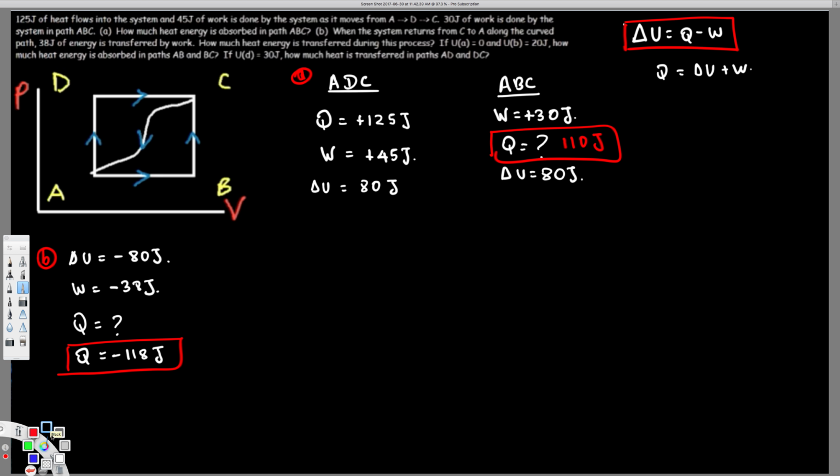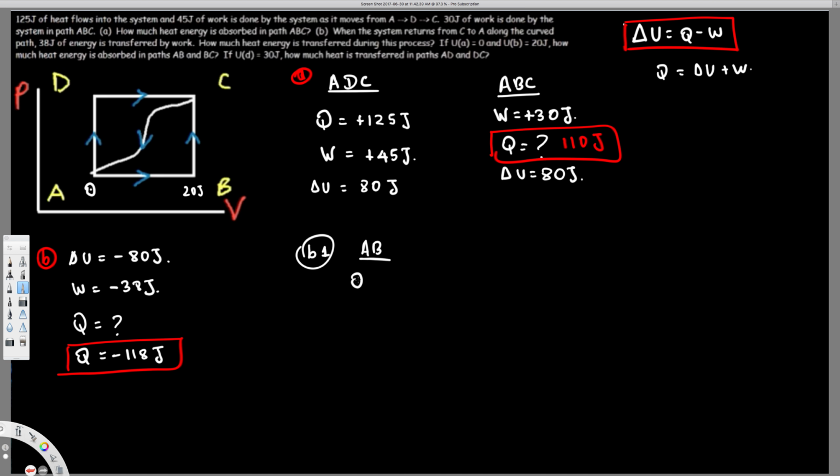Let's look at the other question. So we have the B part, and we have another part in the B part. This is the one we've done already, right? If U A is equal to 0, and UB is equal to 20 joule. How much energy is absorbed in the path AB? So let's say this is B1, AB. So they are asking about AB.